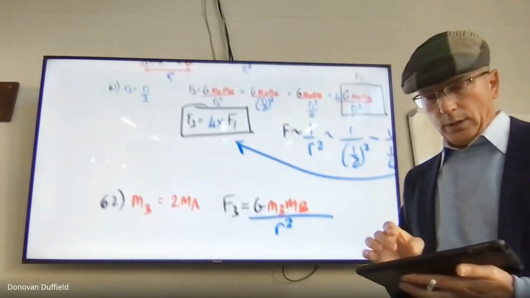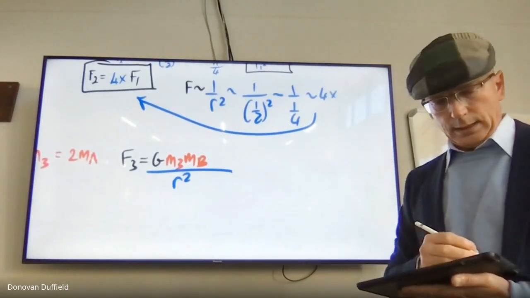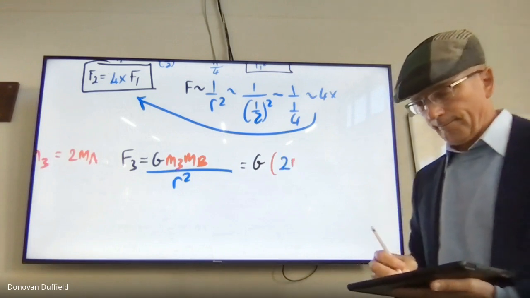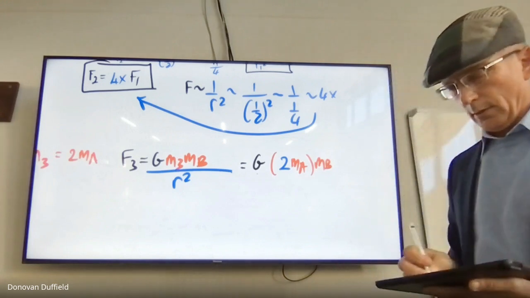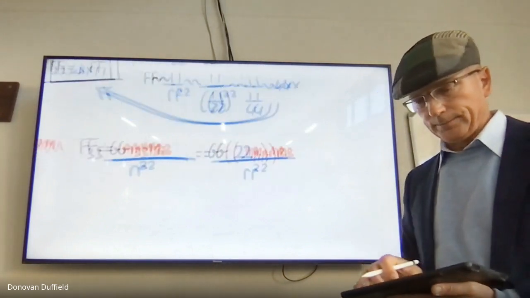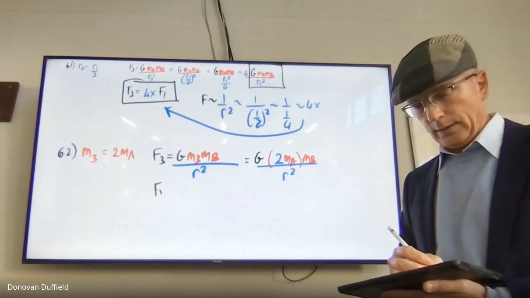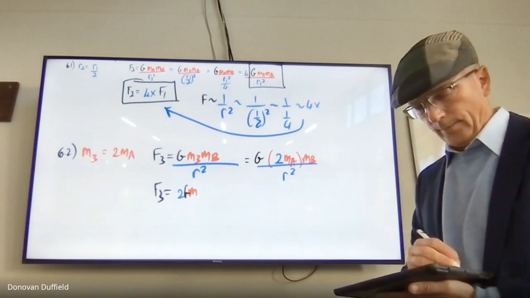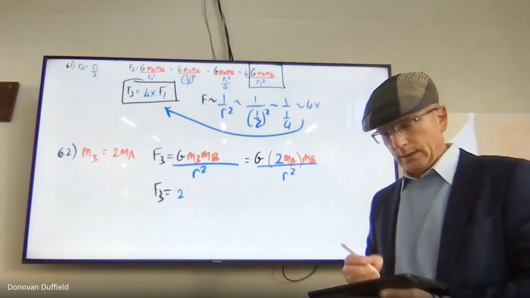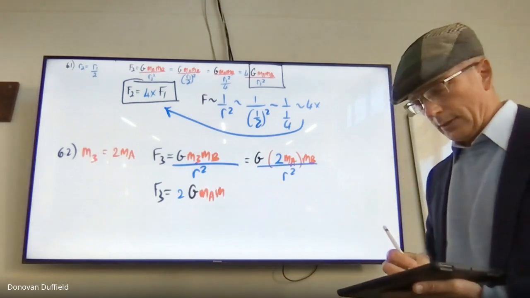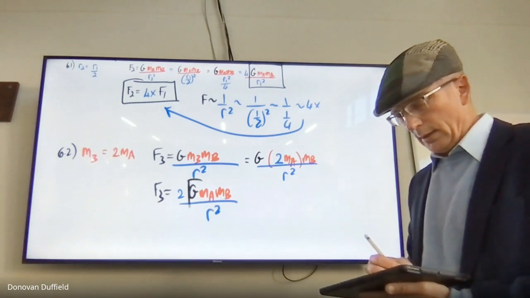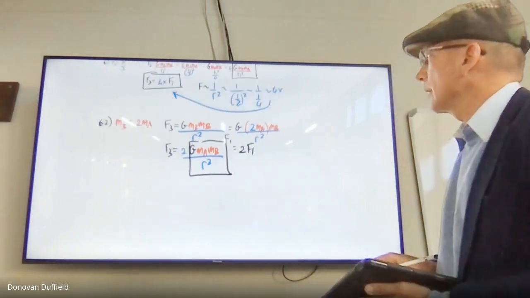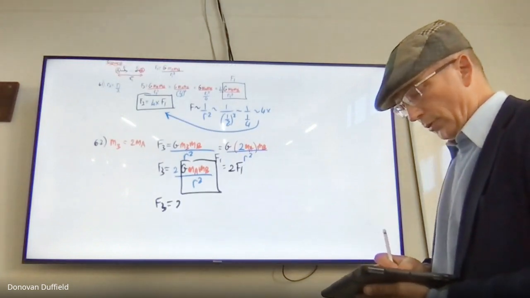So we know that mass 3 is 2 times mass A. So this is going to be G, 2 times mass A times mass B over R squared. And so force 3 is going to be 2 times G, mass A, mass B over R squared, and this is force 1. So force 3 will be 2 times force 1.